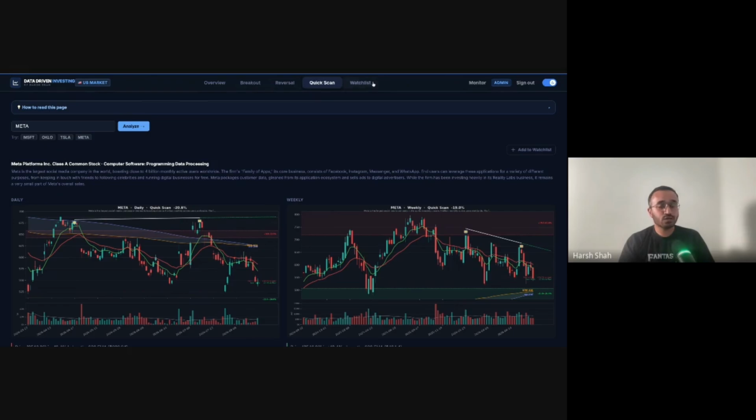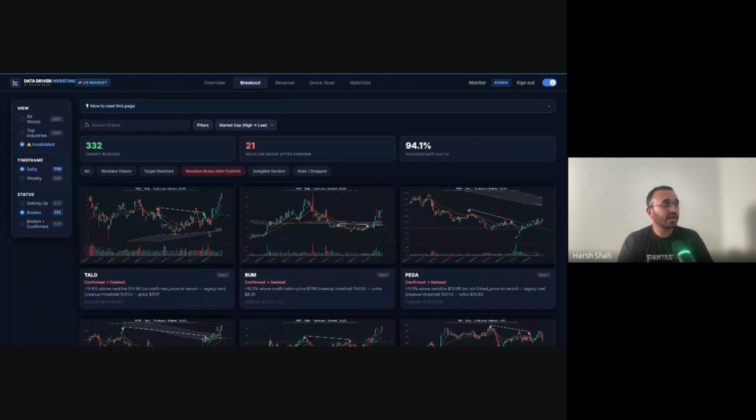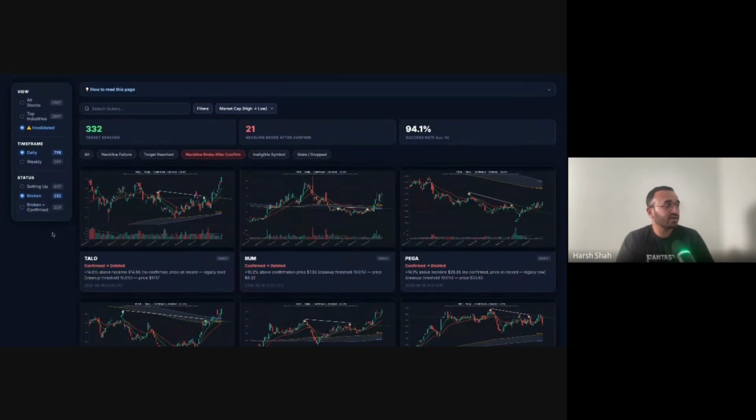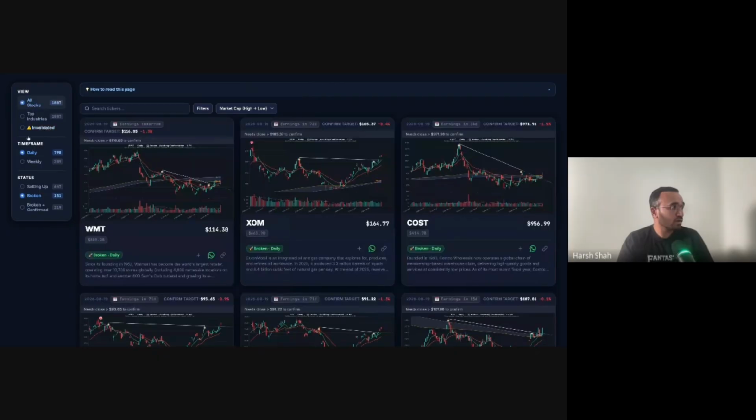And the last one is Watchlist. If I'm looking at any setup, like any setup in the breakout bucket, and I like this setup, I can directly add it to my watchlist. Let me go here.